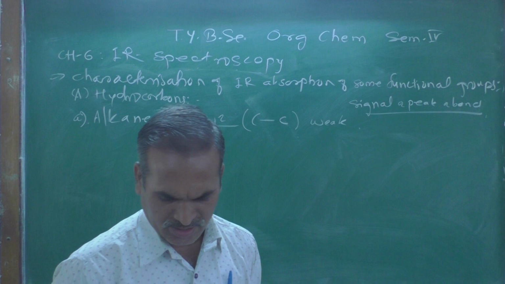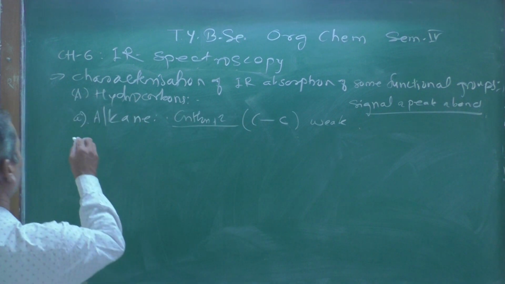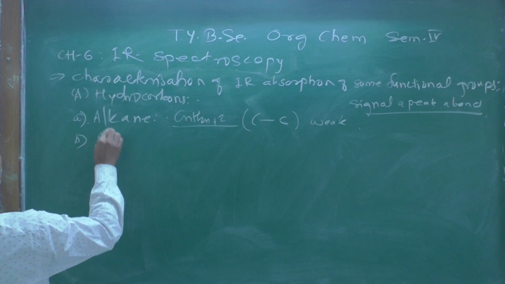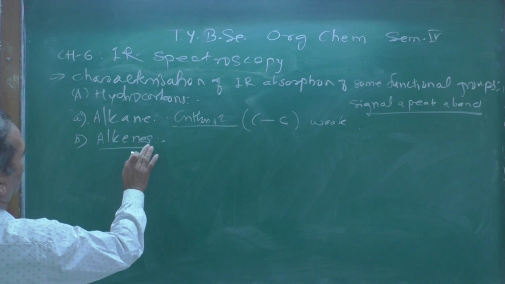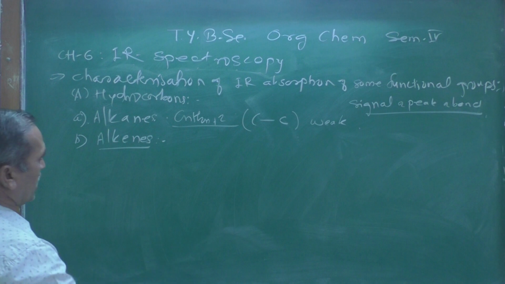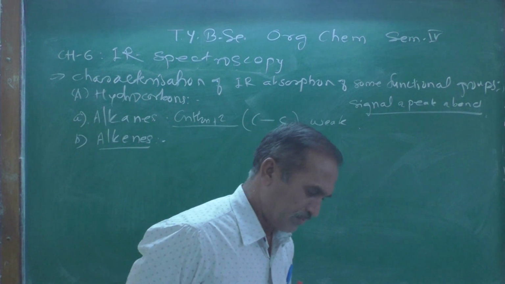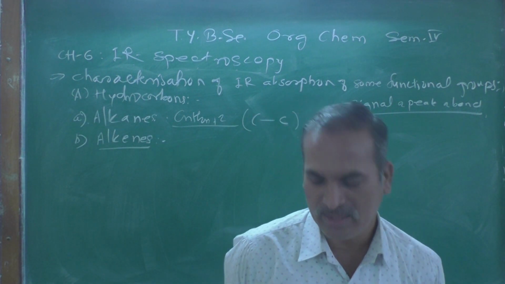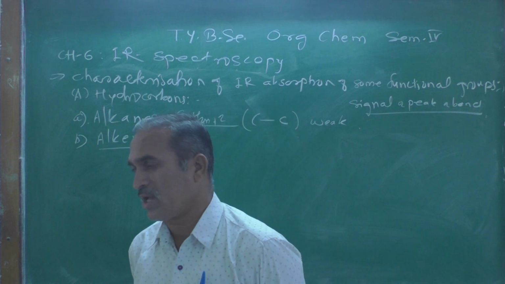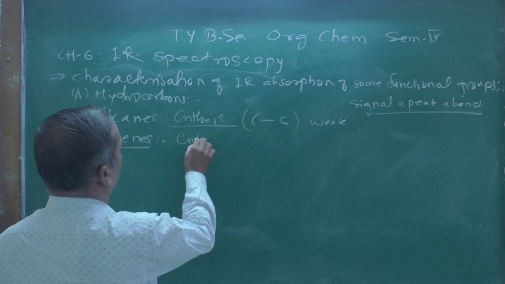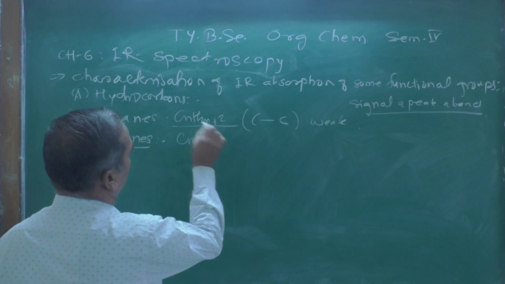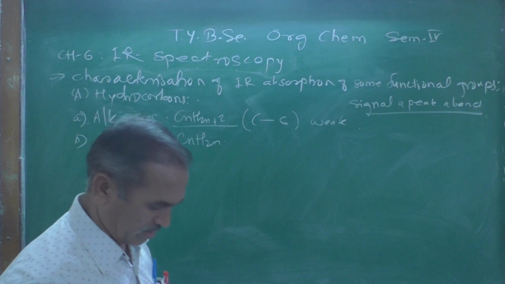The second one, B, is known as alkenes. As we know, alkanes are one class, and this one is alkenes. What do you mean by alkenes? Again, the organic compound having the general formula CnH2n is known as an alkene.